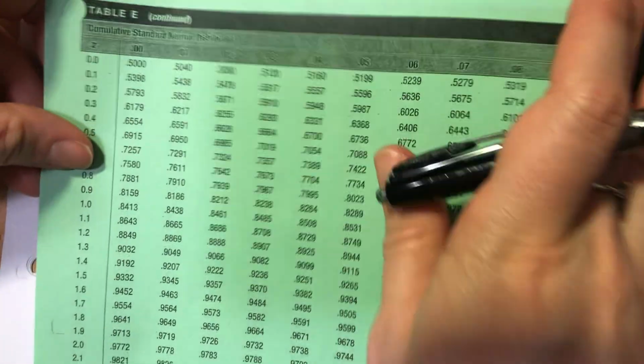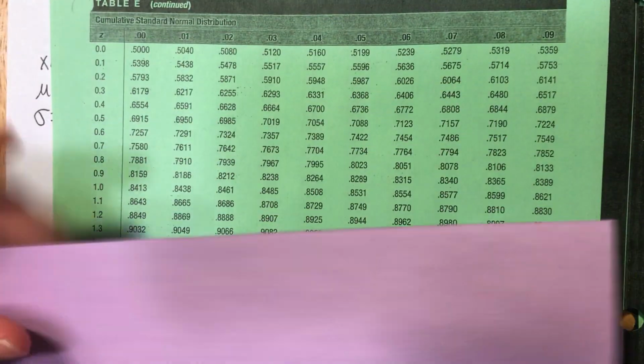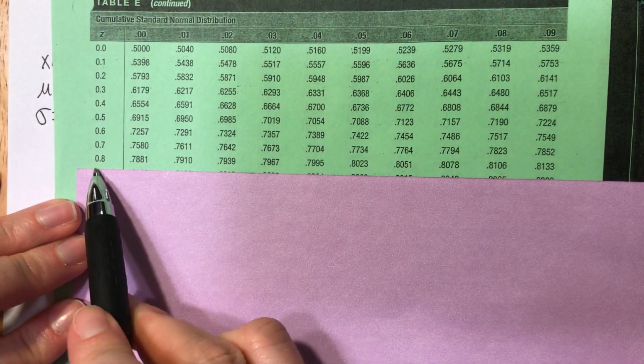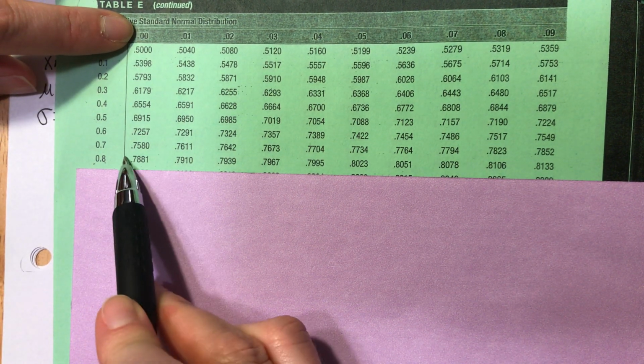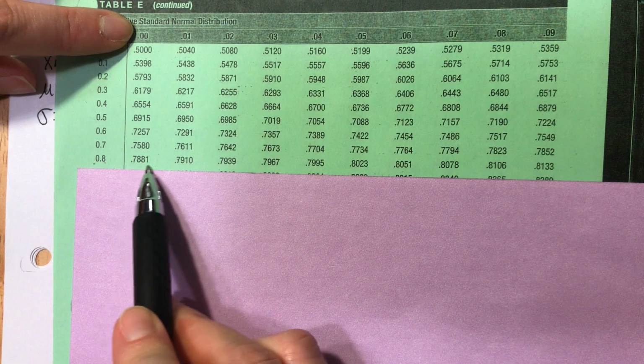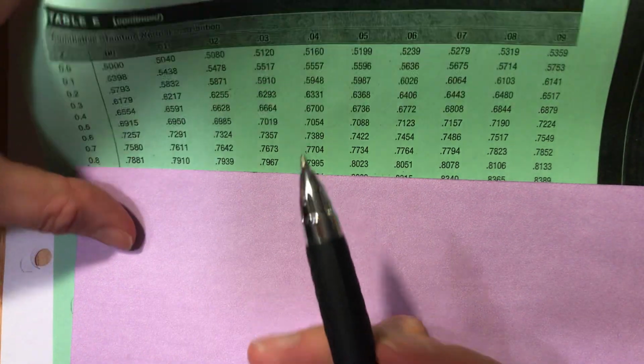We have a positive z-score. So we're going to go to positive on the second page. We've got 0.8 and 0.00. So this is our answer. This is the area, 0.7881.